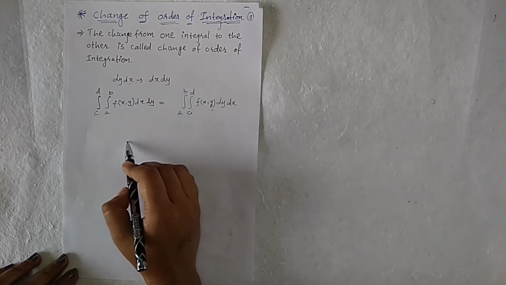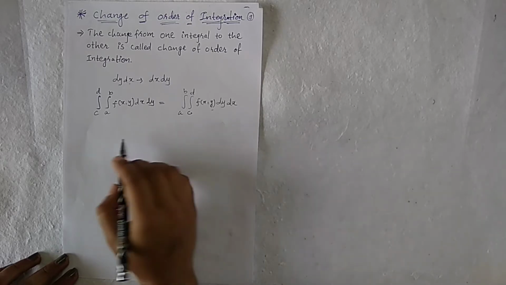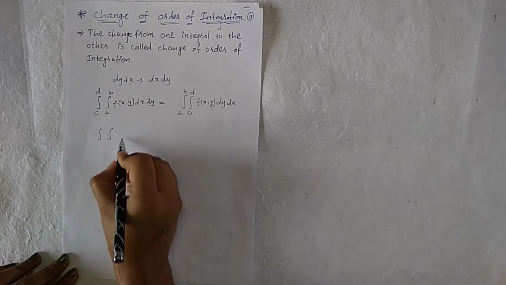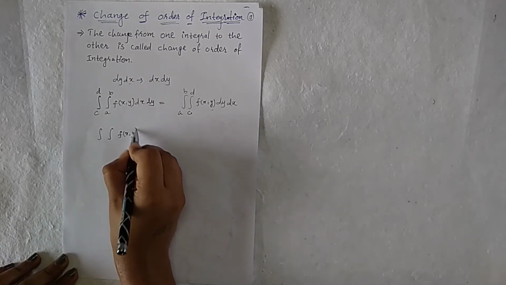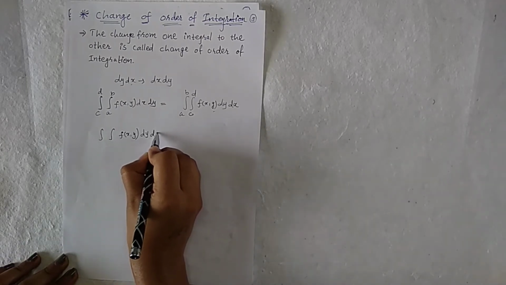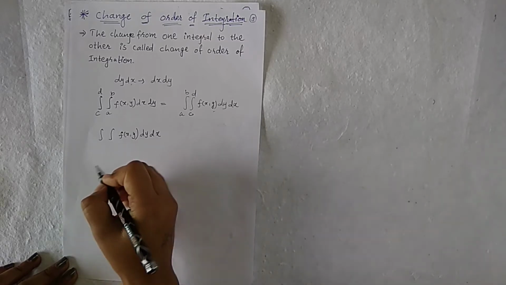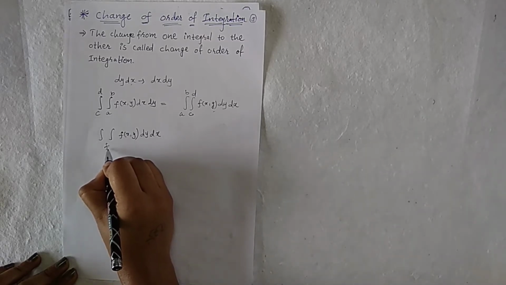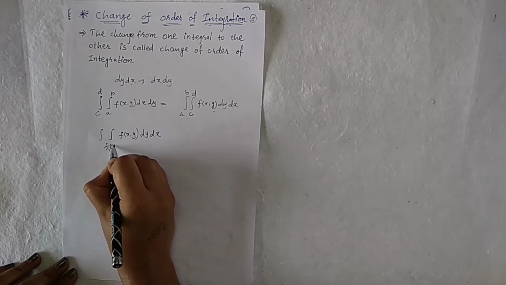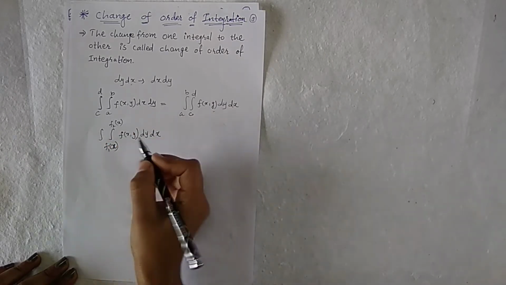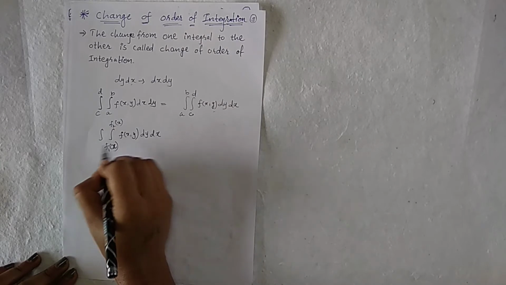But if the limits of integration are variable, what do we do in this case? Suppose we have the double integration of f of x y dy dx. Here, suppose the lower limit of y is f1 of x and the upper limit is f2 of x, and the limit of integration with respect to x is a to b.